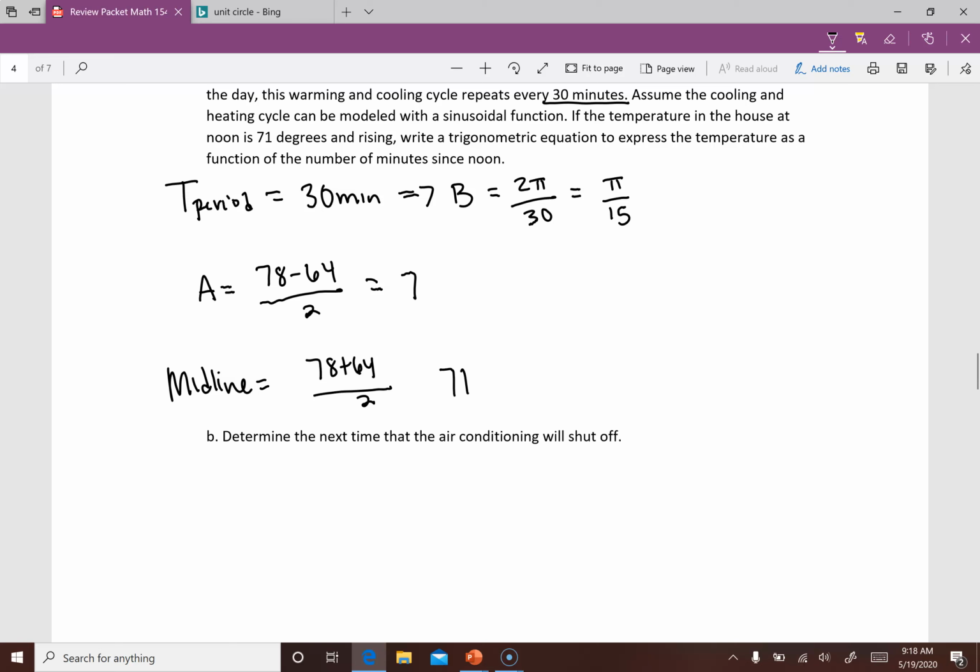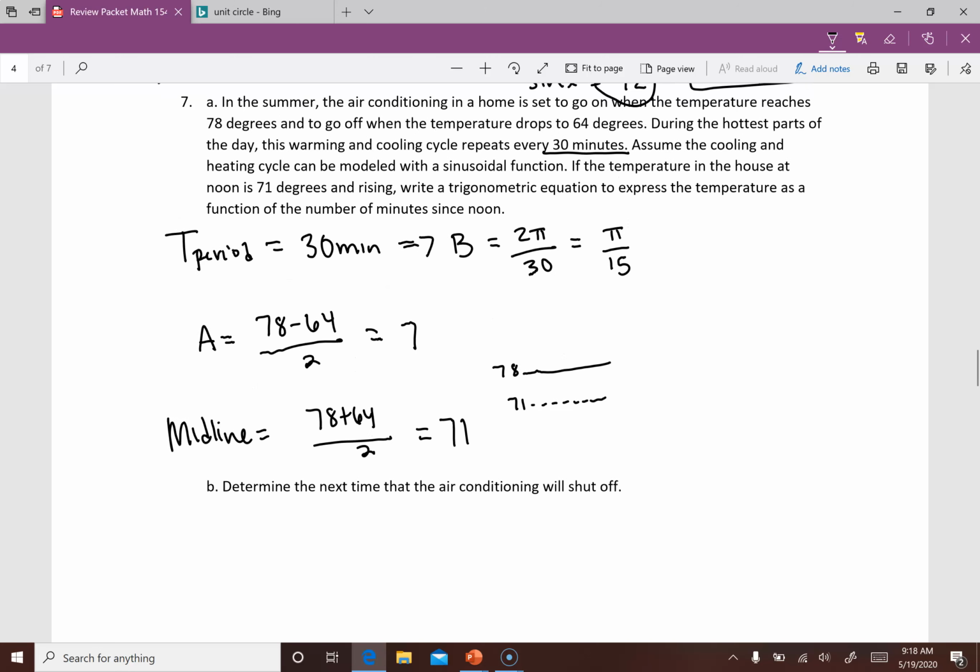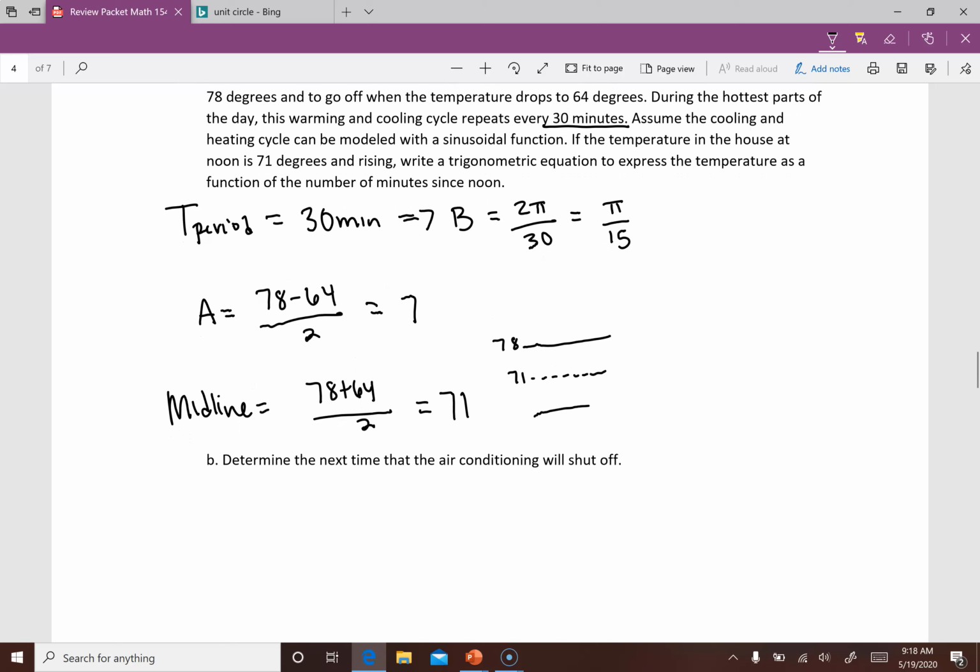So how can I check my amplitude? Well, we know that if the midline is 71, and the amplitude is 7, well, what's 71 plus 7? That's 78. And what's 71 minus 7? Well, that's going to be our 64 degrees. So you can see that our midline is 71. It goes up 7 to the max of 78, which is right here, and it goes down 7 to our min of 64, which is right here. And now we're ready really to answer our question.